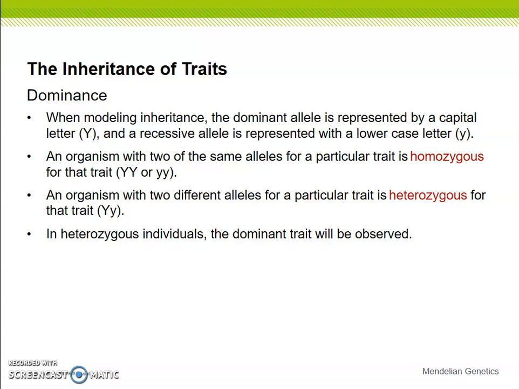An organism with 2 different alleles for a particular trait is heterozygous for that trait, so we would have a capital Y and a lowercase y. In heterozygous individuals, the dominant trait will be observed because it will mask, it will overshadow, it will overpower that recessive allele. So the recessive allele will not be shown, but the dominant one will.